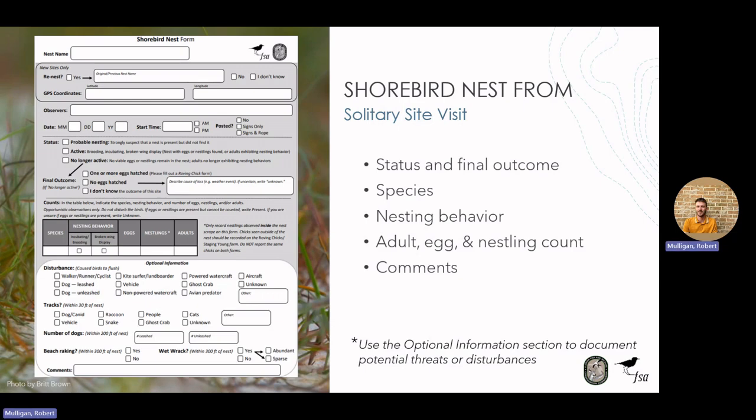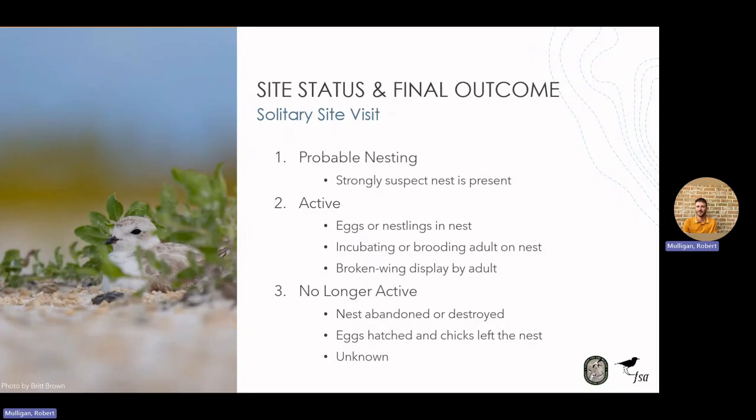You can also report potential threats and disturbances in the optional information section. The shorebird nest form has 3 status categories: probable nesting, active, and no longer active. Probable nesting is for cases where you strongly suspect that there is a nest nearby, but you don't want to disturb the birds to investigate.